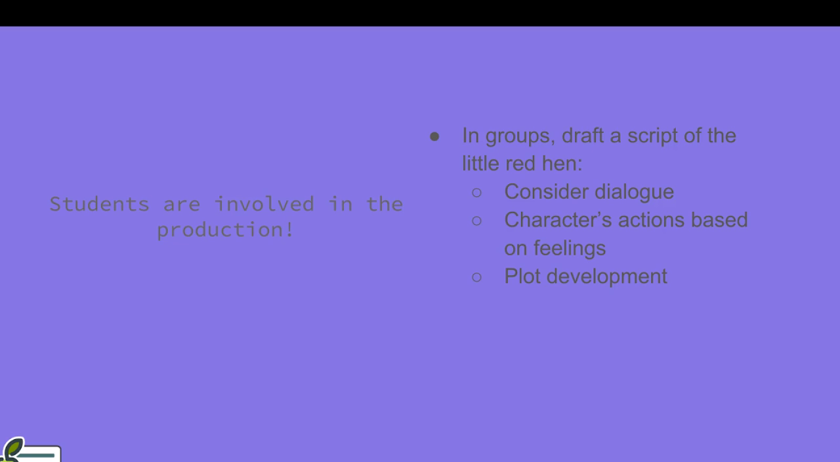The most important part to reader's theater is that we make sure that the students are involved in the production of the script and the play. This is really key. A lot of times, I've been seeing these pre-scripted reader's theater packages that schools can purchase. The problem with them, though, is that the scripts are often provided to the students. So if you're just giving students a script to read and act out, that isn't the essence of reader's theater.